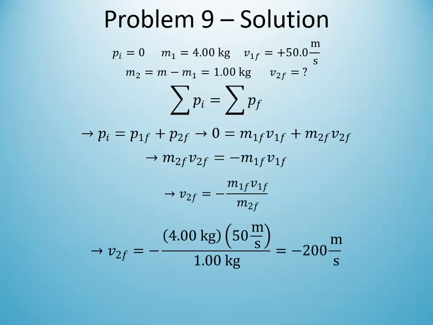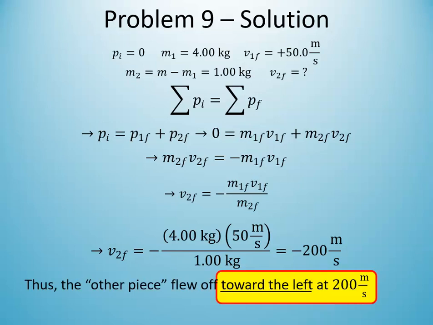So one object flies forward at 50 meters per second, the other goes backward at 200 meters per second. So we say the other piece flew off toward the left at 200 meters per second if the first piece started off toward the right at 50 meters per second.